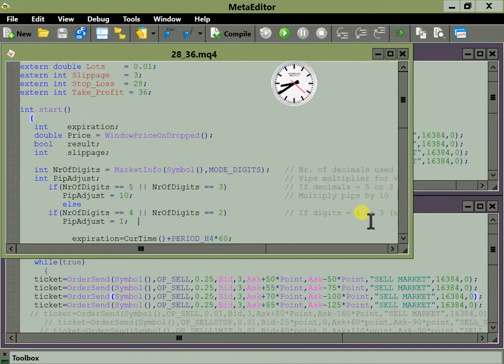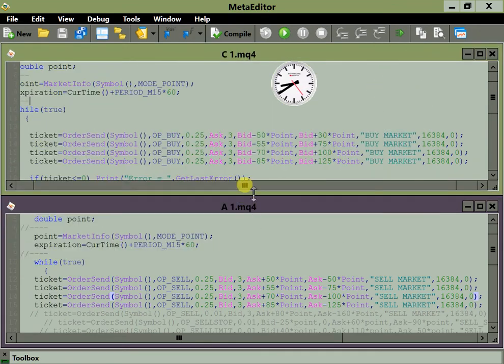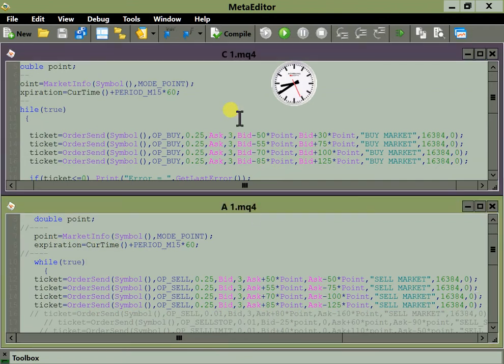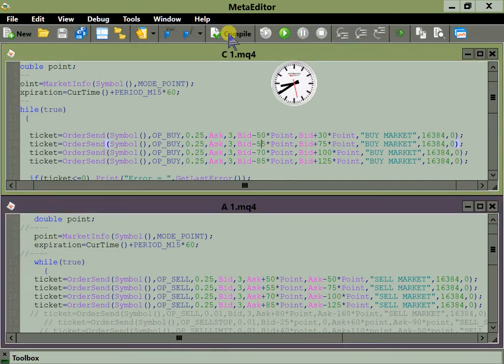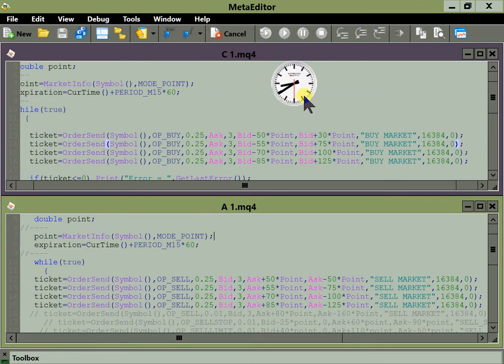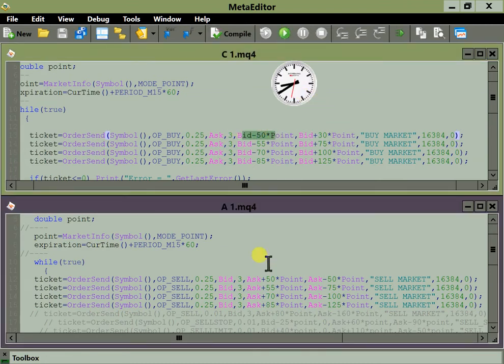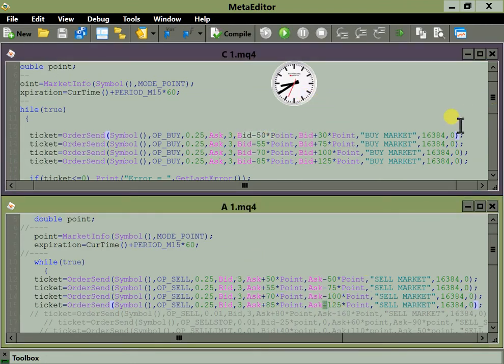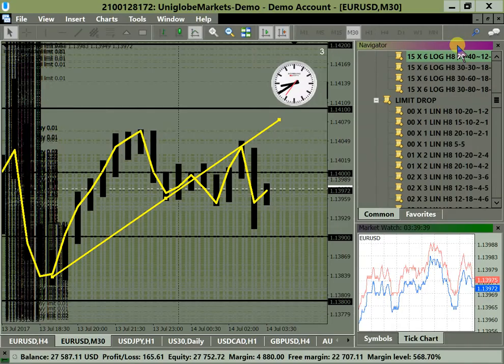So we have them stacked. We're going to mirror them. 25, good, right? They're compiled. They're ready to go. Double check all your stuff. Run it on a demo first, and get used to trade.